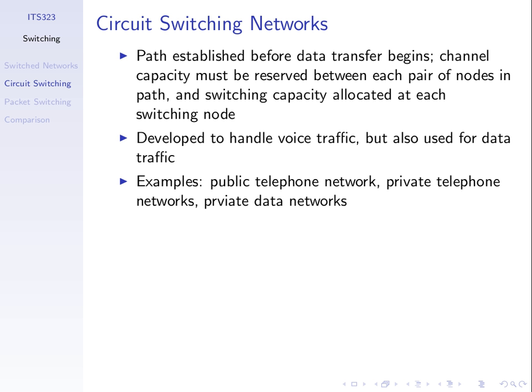A path is established before the data transfer begins. Importantly, the resources need to be reserved in this connection establishment process. When we set up the connection, we must check, do we have enough resources? Yes. If so, then we can proceed to the next link and so on. If we don't have enough resources, we send back a rejection message, some special message saying you cannot connect. And those resources are reserved.